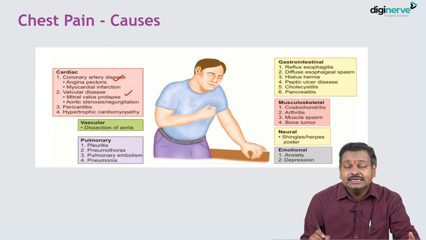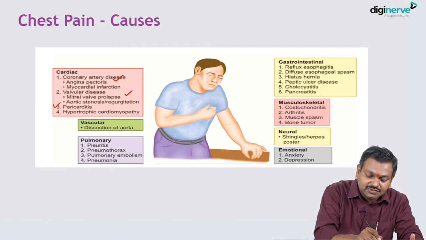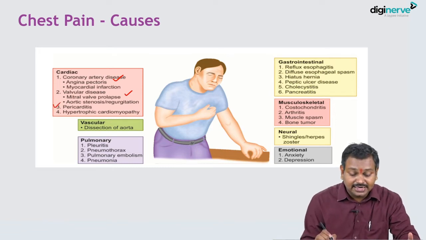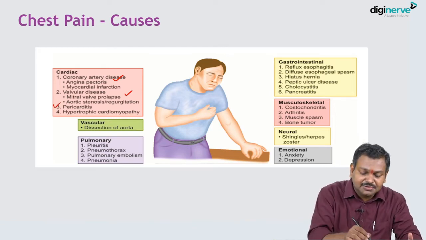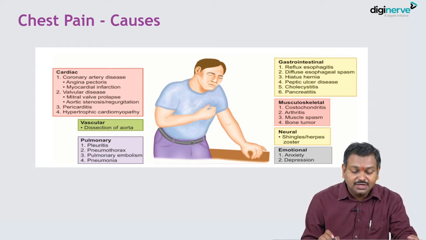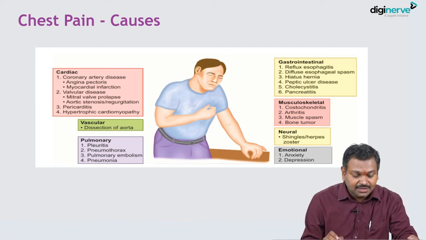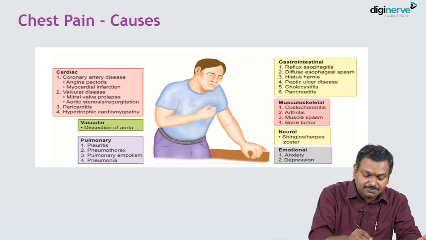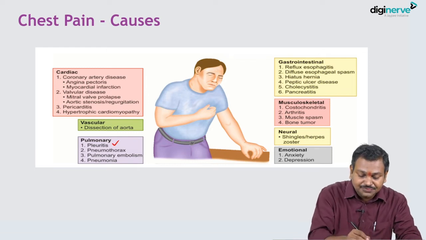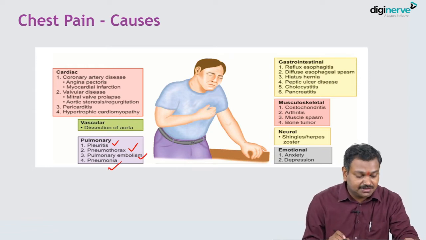Valvular heart disease like mitral valve prolapse, a very important cause, aortic stenosis and aortic regurgitation. Pericarditis is one of the important causes of cardiac chest pain, and hypertrophic obstructive cardiomyopathy can also cause it. Vascular diseases like dissection of the aorta can produce chest pain. Pulmonary diseases, most important being pleuritis, pleurisy, pneumothorax, pulmonary embolism and pneumonia, can produce chest pain.